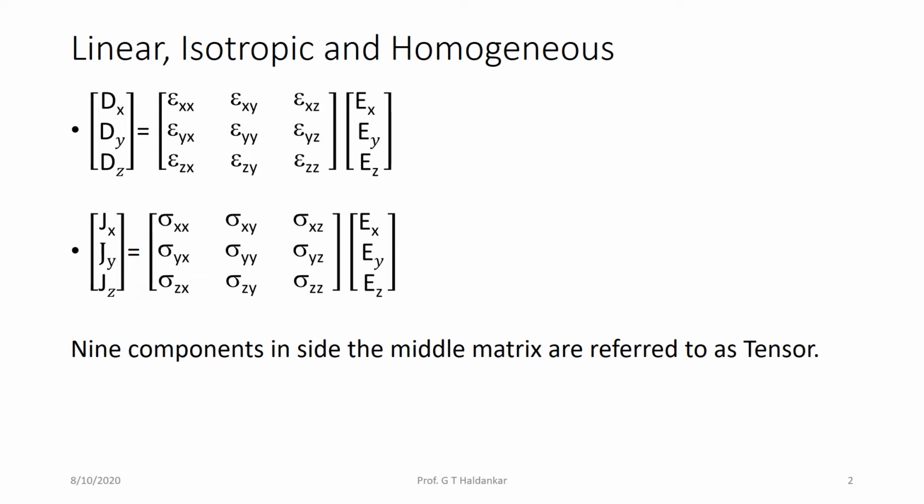In the case of homogeneous, when it is independent of XYZ, then it is called homogeneous. So you will not get these 9 parameters. So XYZ components will not come. So then it is called homogeneous.